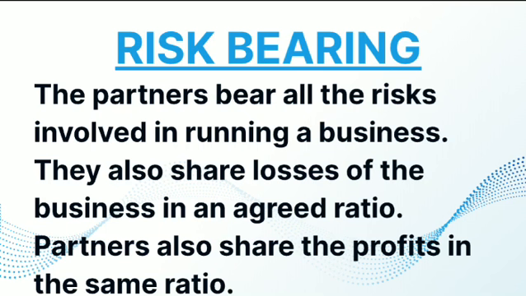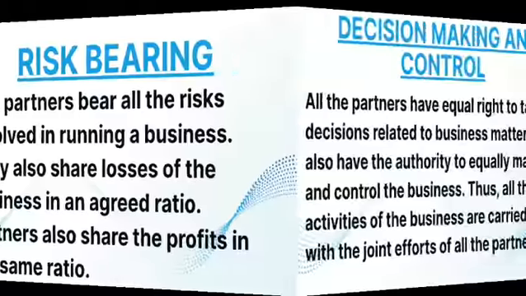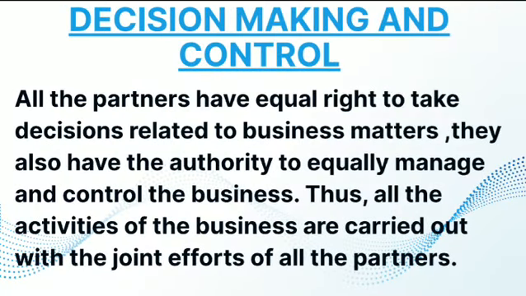So partners have to share both the profits as well as losses according to the ratio. So risk bearing, each and every partner is equally responsible for bearing the risk of loss in the business. Next one is decision making and control.